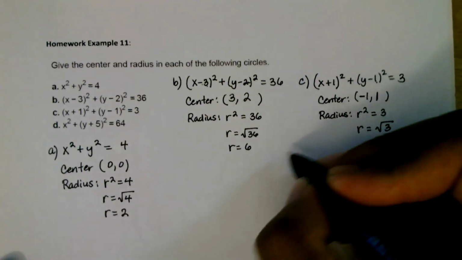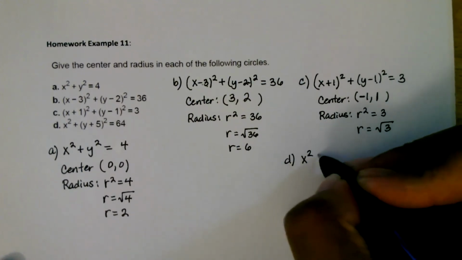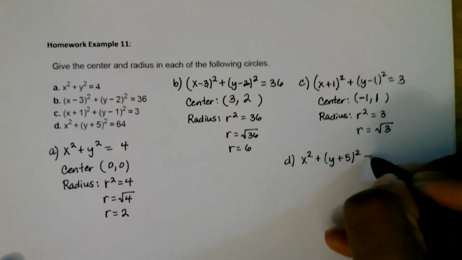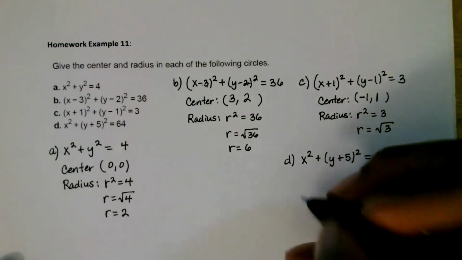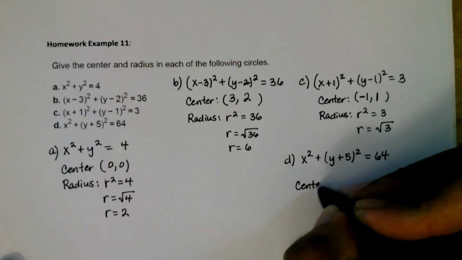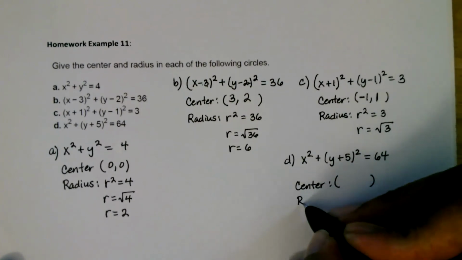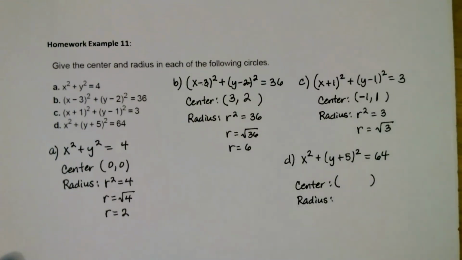Now part D. Let's say we got x squared plus y plus 5 quantity squared equals 64. And again, I'm going to find the center of that circle and the radius.